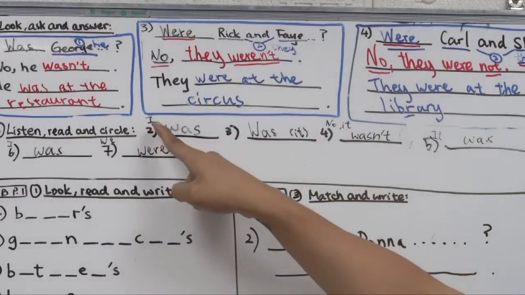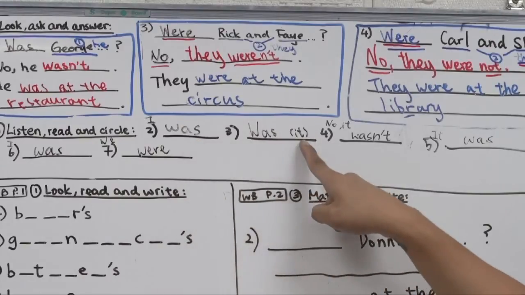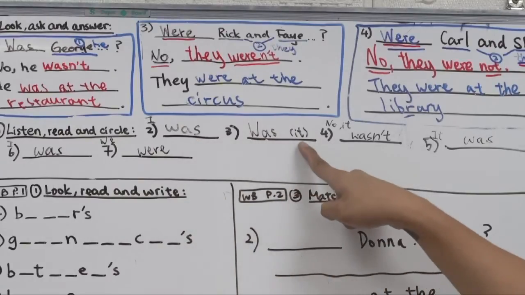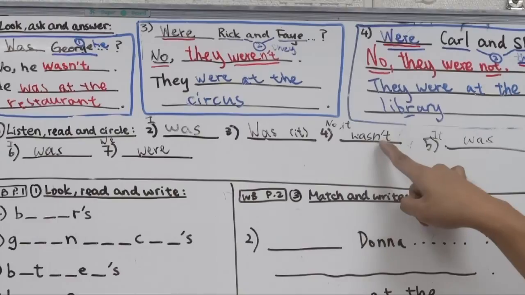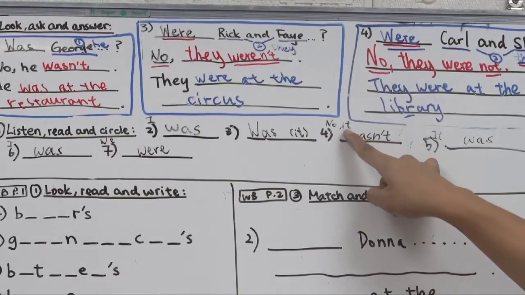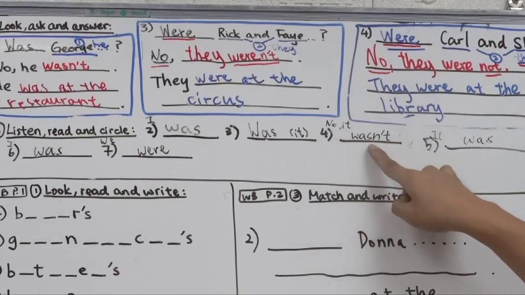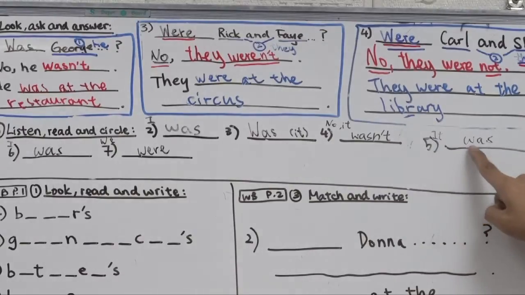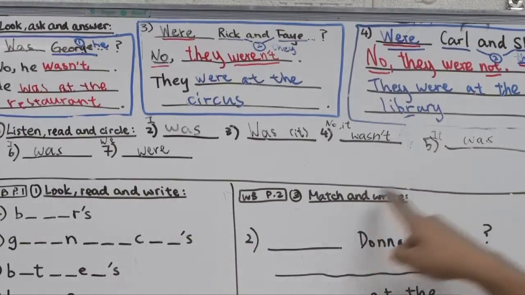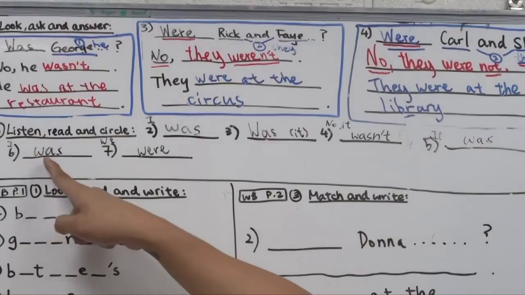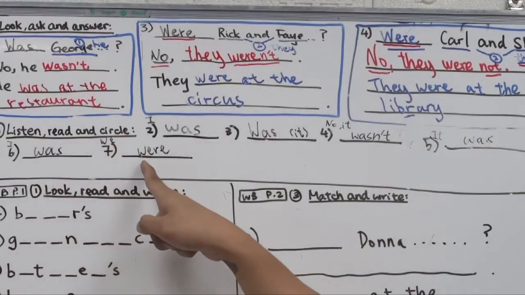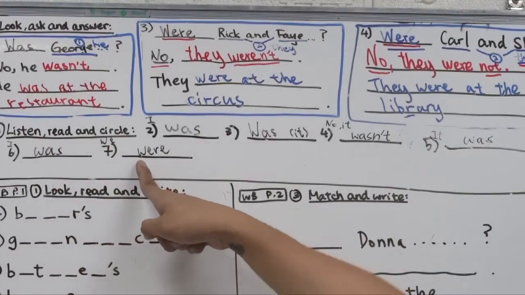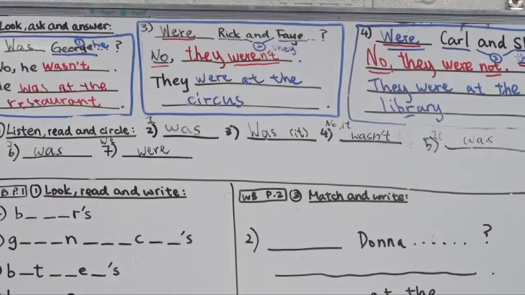right? So I was. It in the question will become was it. No, so we know there's an apostrophe. And it, so it's was. So no, it wasn't. Number 5, we have it, so it should be was. Number 6 was I, so it should be was. Number 7, we have we, so it should be were, okay? Easy enough, right? So check your answers.